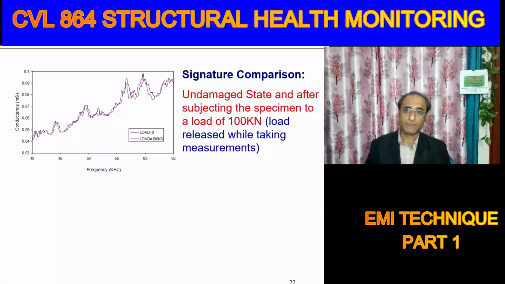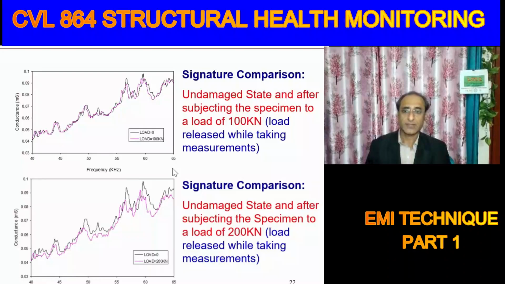To investigate further, I loaded the cube to 200 kilonewton, and then there was further change. You can see that 100 kilonewton and 200 kilonewton bring about a definite change in the pattern of the signature. The frequencies are shifting leftwards. Now I would like you all to do an exercise. Say this is the standard cube, 150 mm size. If you are applying 100 kilonewton of load, how much would be the stress? Can anyone calculate this in megapascal?